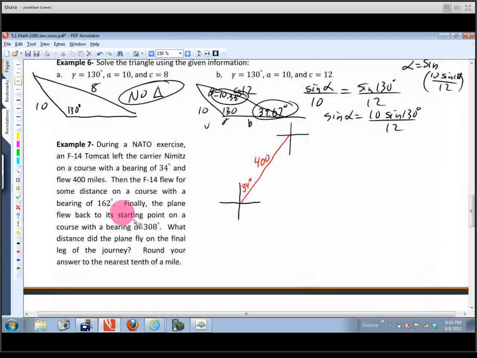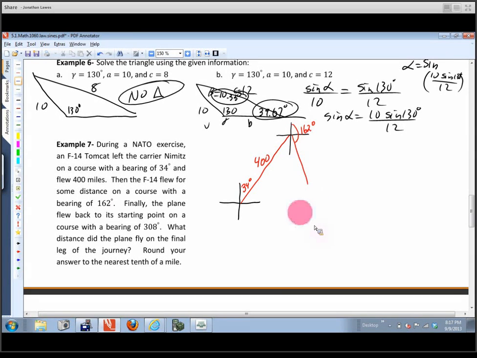So 162 is just shy of due south, so it's heading off at about this angle right here, okay? And this is 162 degrees right there, that outer angle. Not this little sliver, not that little sliver, but that one right there, okay? So that's a bearing of 162 degrees. So it heads out there.